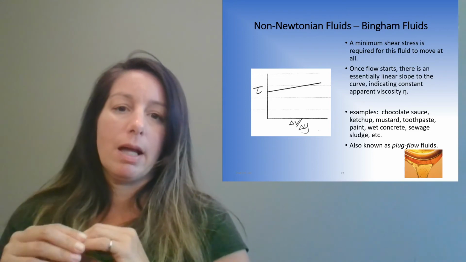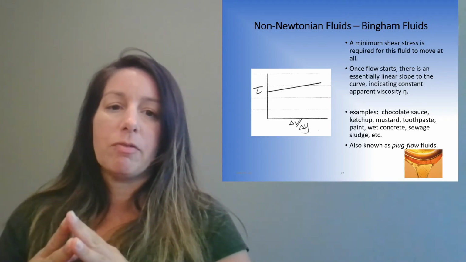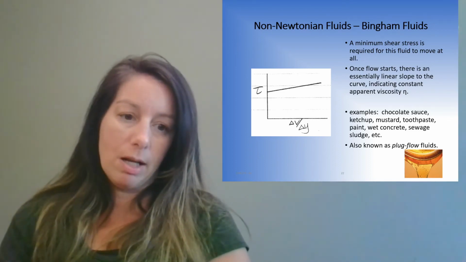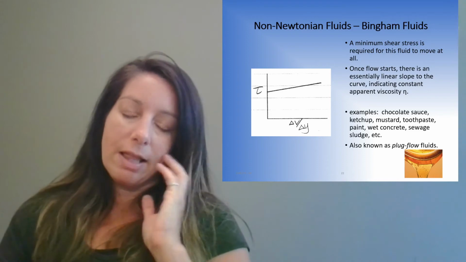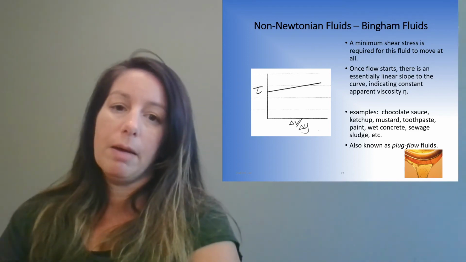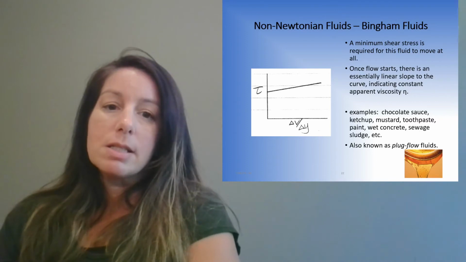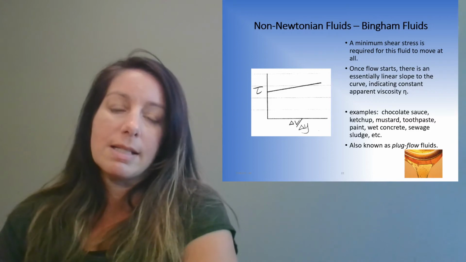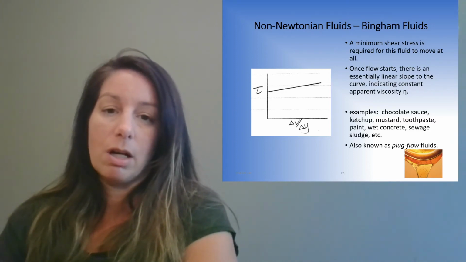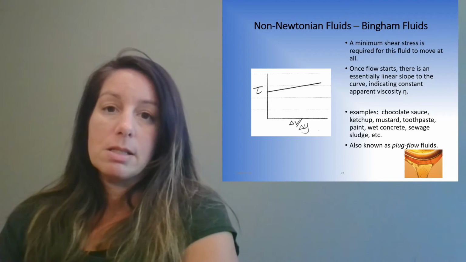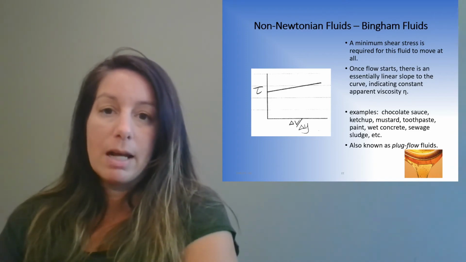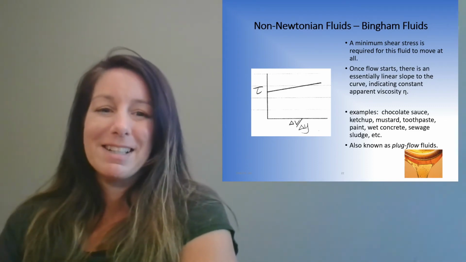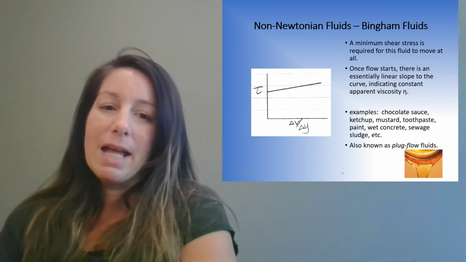Bingham fluids. A minimum shear stress is required for the fluid to move at all. You can put that plate on it, stress it, nothing happens, and then all of a sudden it moves. Once the flow starts, there's an essentially linear slope in the curve indicating a constant eta too. It just takes a lot of shear stress, pressure, to get it to start going. Examples of this: chocolate sauce, ketchup, mustard, toothpaste, paint, wet concrete.